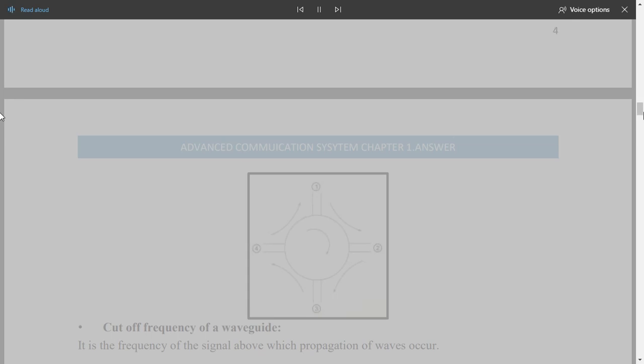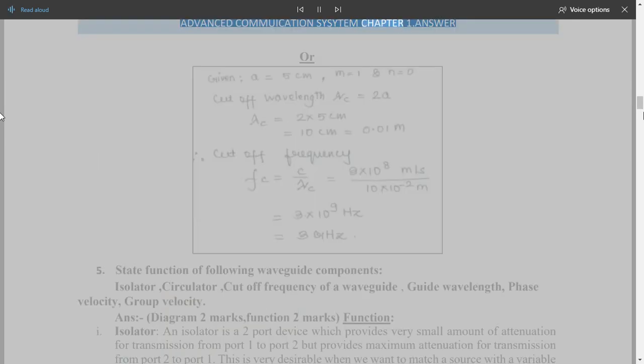Advanced Communication System Chapter 1. Answer. Or, 5. State function of the following waveguide components: isolator, circulator, cutoff frequency of a waveguide, guide wavelength, phase velocity, group velocity. Answer, diagram 2 marks, function 2 marks. Function, isolator.